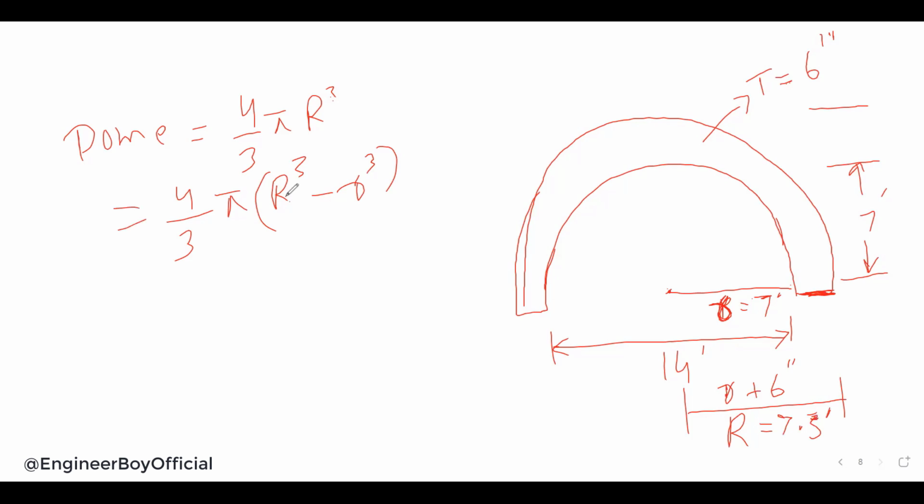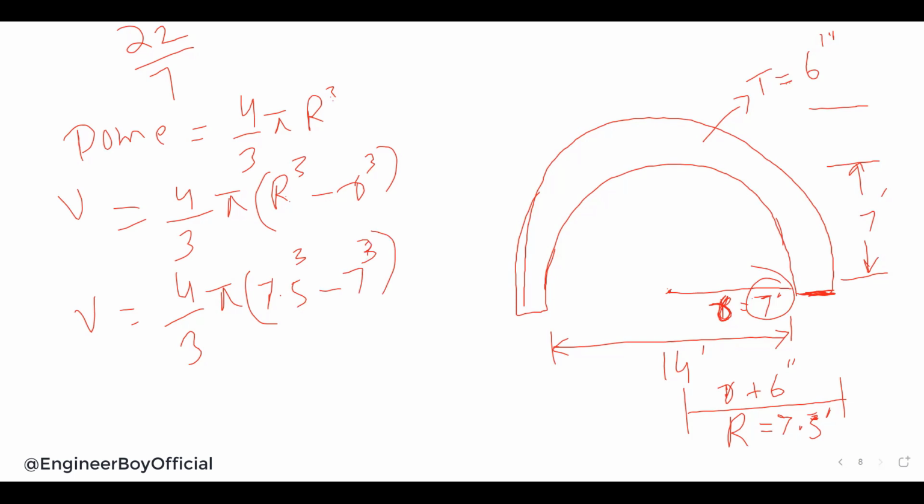So let's just do it. The volume of the dome can be now 4 by 3 pi, remember pi is 22 by 7, and then the capital R, that is known, which is 7.5. We're going to put that value over there, and the remaining thing is the cube. We will subtract the internal, which is only 7 cube. You have to do some mathematics and you can get the volume. Maybe I use my calculator, let's say, where is my mobile?